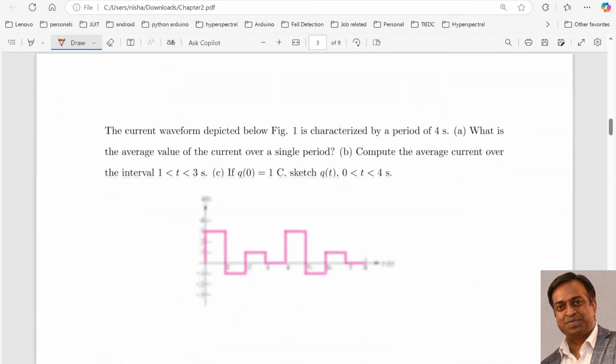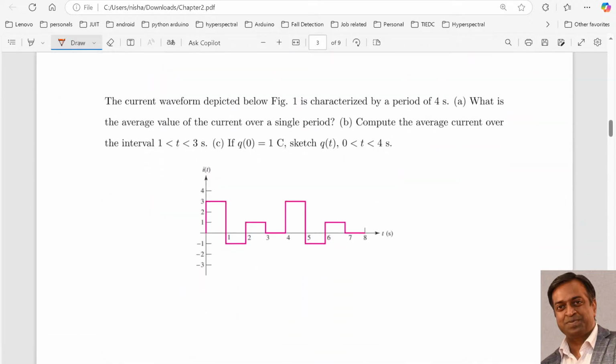Now coming to the third question. In the third question, it is given that this current waveform is given over here, and it is characterized by a period of 4 seconds. It means that after 4 seconds it is going to repeat itself. So the time period, capital T, is 4 seconds. And you can see that after 4, the waveform is repeating itself, right? Now the question asked is, what is the average value of the current over a single period? Means from 0 to 4 seconds, what is the average value?